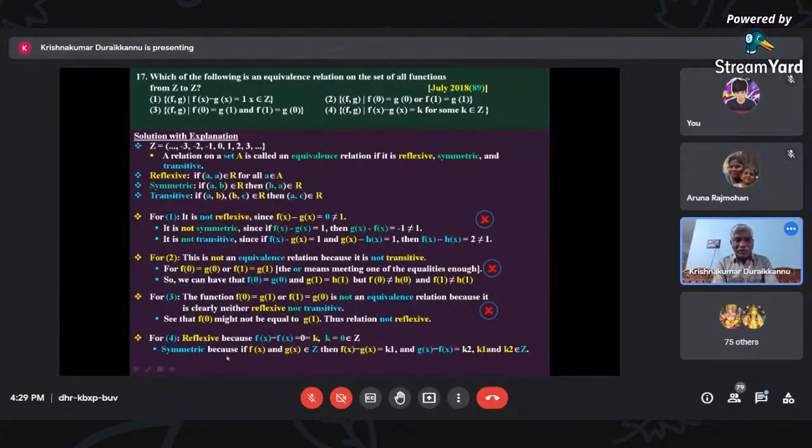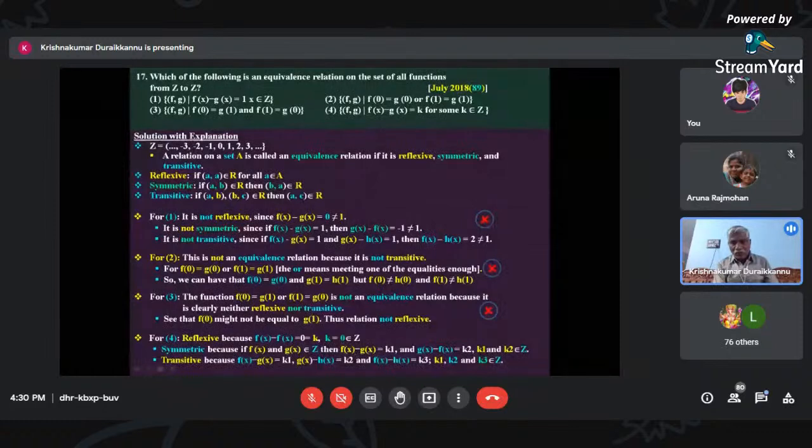Symmetry: because f of x and g of x belong to Z, f of x minus g of x is a k1 value. Suppose I assume 5 and 7, f of x is 5, g of x is 7. When we subtract 5 minus 7, we get minus 2, so it is also present in Z. That is the k1 value. Now g of x is 7 and f of x is 9. So 7 minus 5 goes to 2, and 2 also belongs to Z. So that it is symmetric.